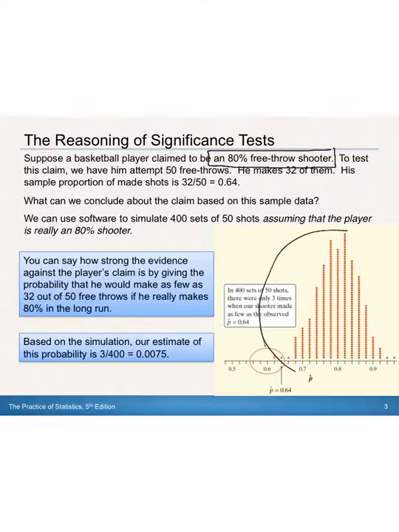And all of this is a distribution assuming that it is true that they're an 80% free throw shooter. And then we look at the statistic coming from some sort of collection of data. In this case, when they did 50 shots, they only got a 64%. Then we look at that 64%. How often did that happen by chance? Not very much. So then we have strong evidence to reject the null, and strong evidence in favor of the fact that they're probably not an 80% shooter.